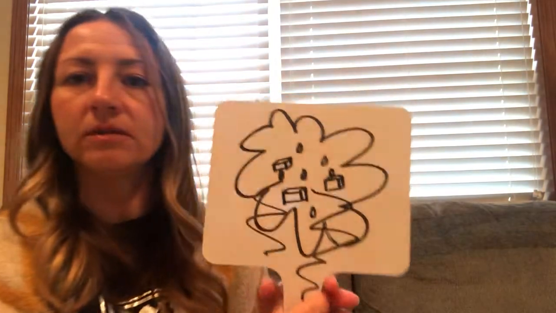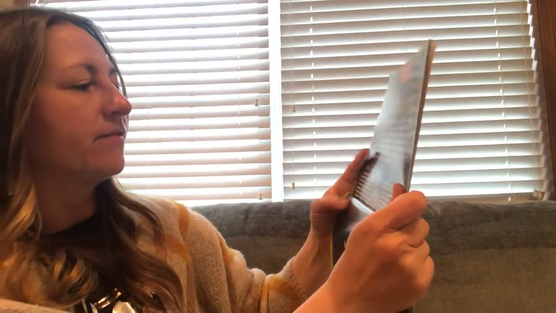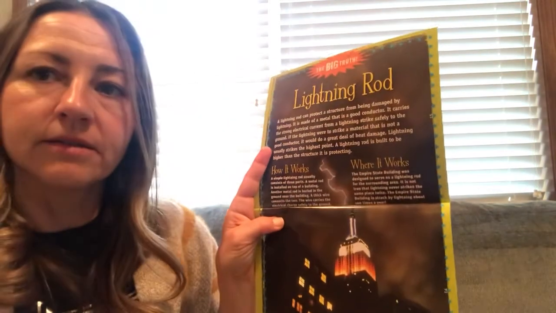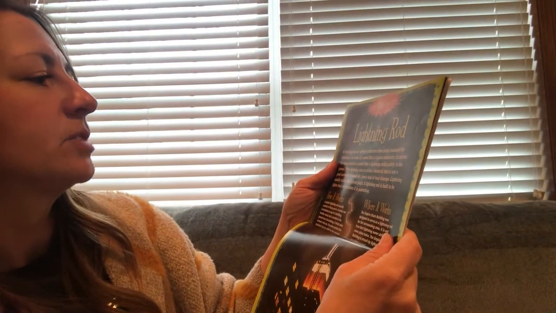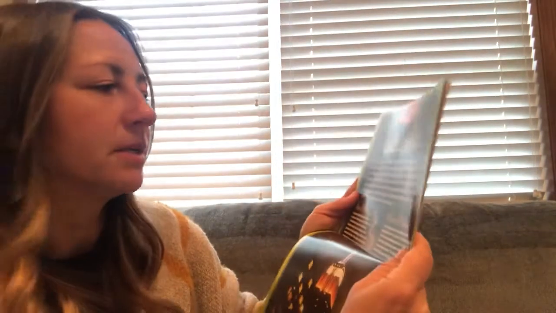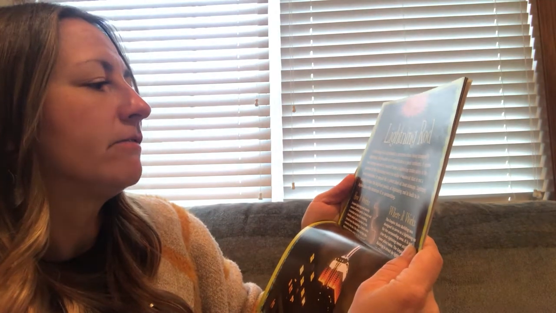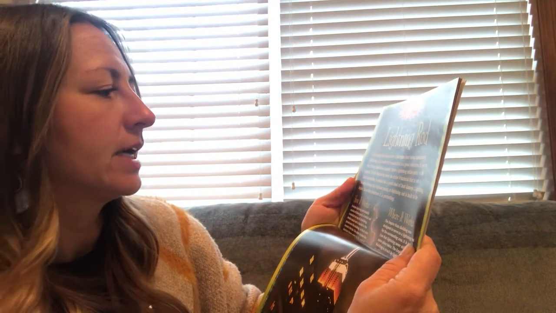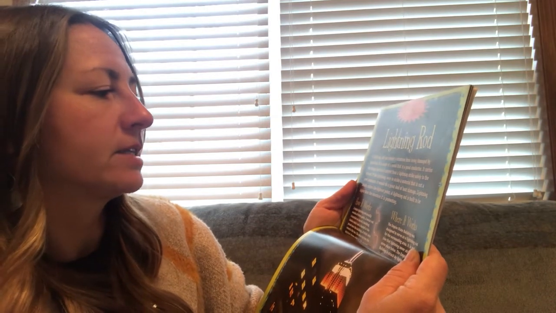And that's it. I want to show you one other thing. I had this book called Thunderstorms, and in it I found something cool about lightning rods. I don't know if you've ever heard of a lightning rod, but it says it can protect a structure, like a big building, from being damaged by lightning. It is made of a metal that is a good conductor. It carries the strong electrical current from a lightning strike safely to the ground.